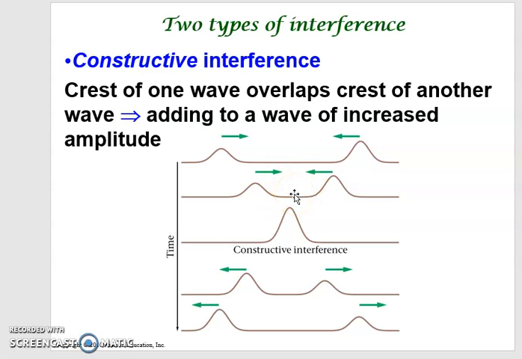So what do we mean by constructive interference? During the process, the two waves overlap each other. The crest of the first wave overlaps with the crest of the second wave. In this case, what you have to do is simply add the wave amplitude of the first one and the second one together, and eventually it becomes a bigger, increased amplitude. And this is the so-called constructive interference.